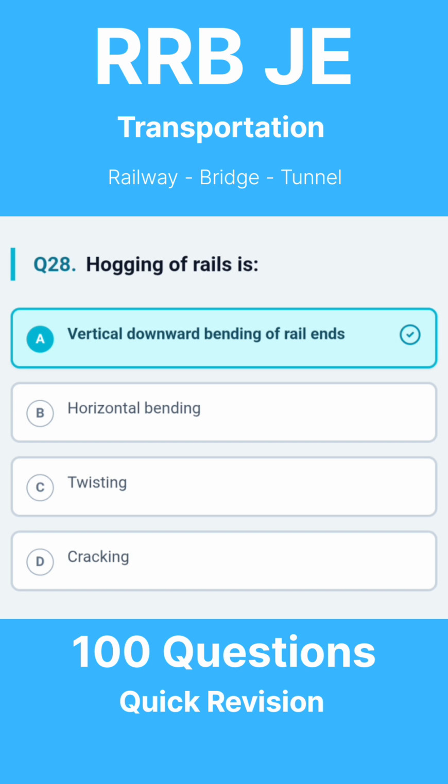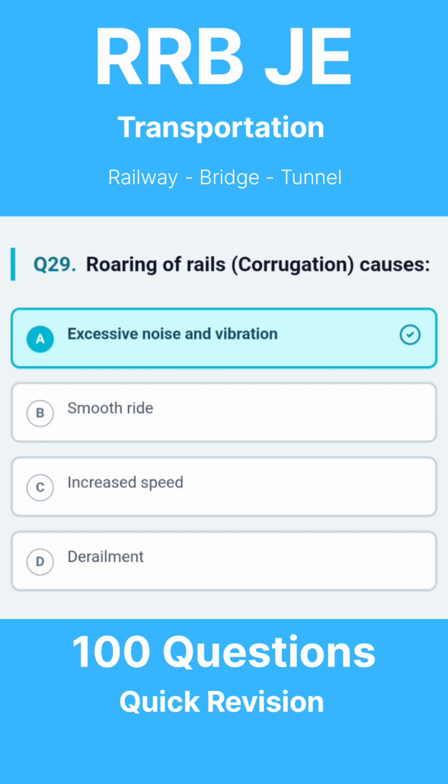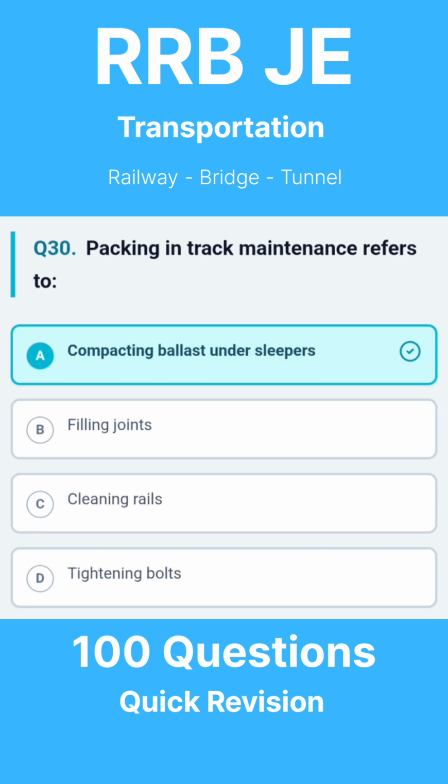Question 28. Hogging of rails is. The correct answer is vertical downward bending of rail ends. Question 29. Roaring of rails, corrugation, causes. The correct answer is excessive noise and vibration. Question 30. Packing in track maintenance refers to. The correct answer is compacting ballast under sleepers.